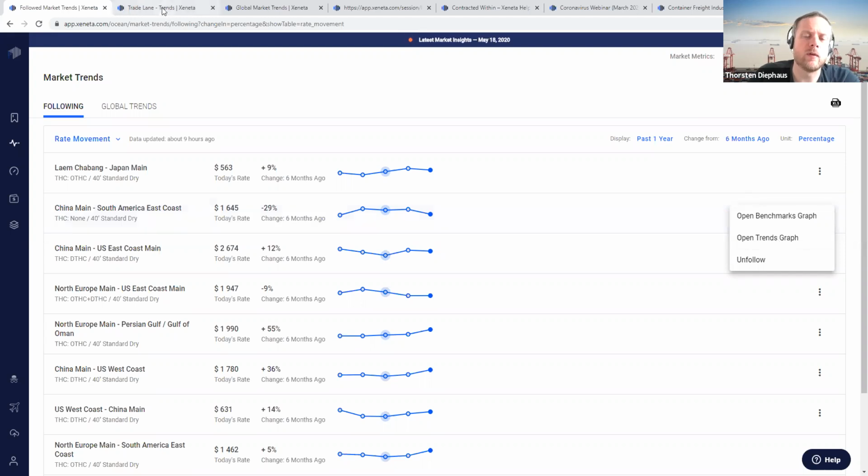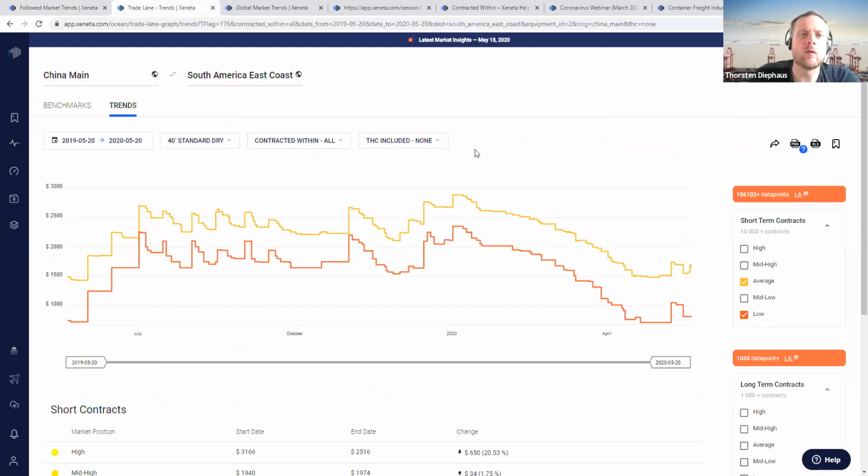It depends on what you would like to see. I prepared this already, and this is how China main to South America East Coast main looks at the moment. And this is exactly the increase we discussed last week, where the short-term market went up. What we see at the moment is that on the low side, it is still higher compared to the end of April, beginning of May, because the rate level at the low then was 715. At the moment, we are at 815, but this high increase to 1,000 didn't really stick.